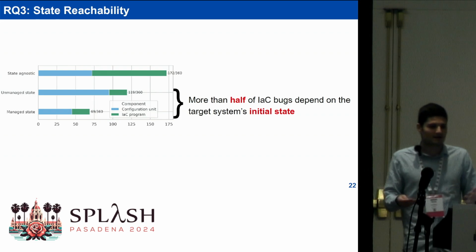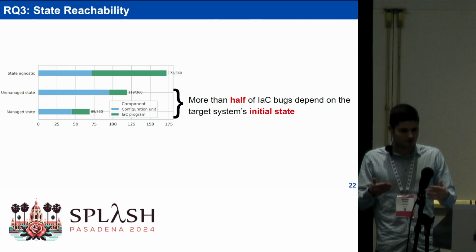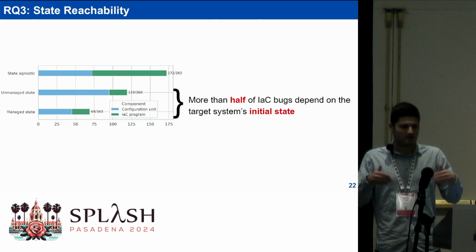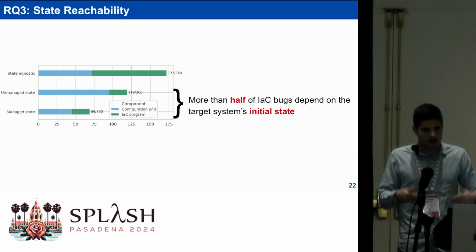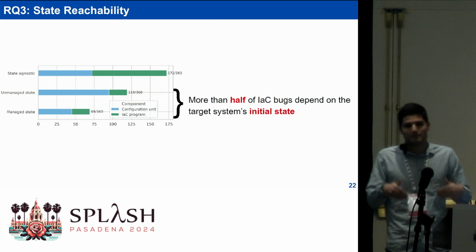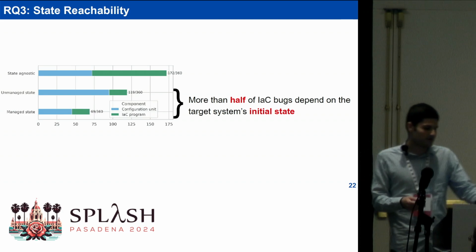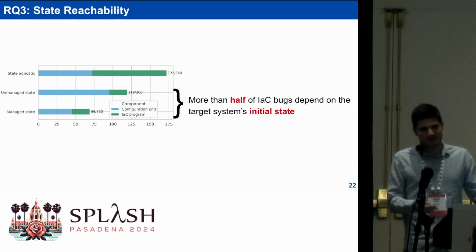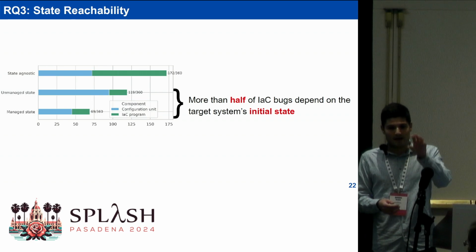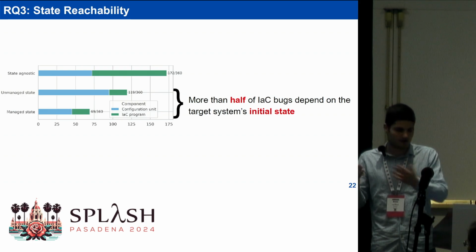And here, we distinguish between bugs that have an unmanaged state and a managed state. We say that the bug has an unmanaged state if, with prior executions, by running an IaC program or a configuration unit multiple times, we cannot bring the system into the state necessary to find this bug. However, for the bugs that have a managed state, we can use the same component to produce the system state which is necessary to find those bugs.